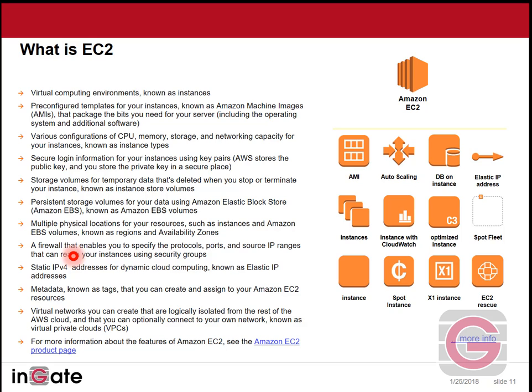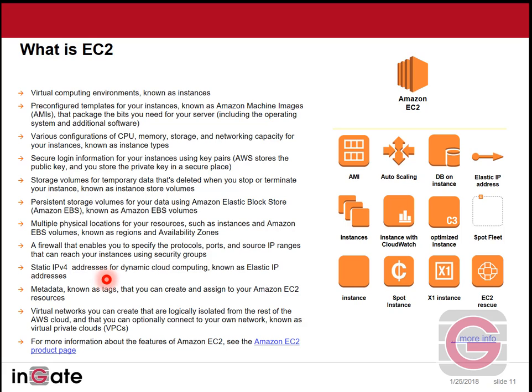Multiple physical locations for your resources, such as instances and Amazon EBS volumes, are known as the availability zones. In other words, every time you create an instance, you need to associate that to a subnet, and the subnet is going to be hosted in a specific data center. Remember that when we have a region, the region is divided into availability zones. Availability zones stand for the data center. So if I have 4 availability zones in the East 1 region, that means that there are 4 geographically separated data centers.